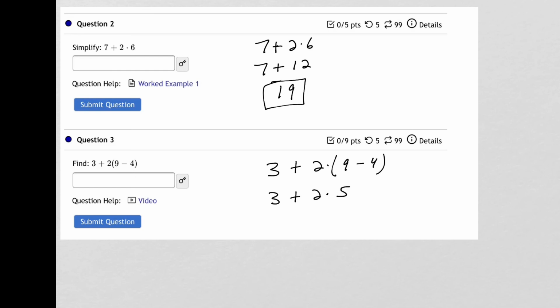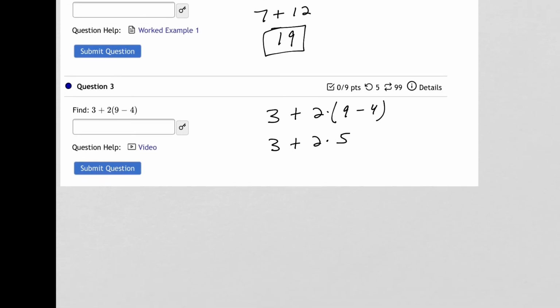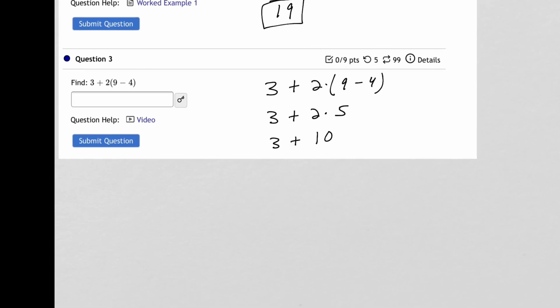And once I've done it, I can remove the parentheses, right? Now, what I have left is addition and multiplication. So I would do multiplication first. So 2 times 5 is 10. So I'll write that down again. And finally, I have an addition left. So 3 plus 10 is going to be 13. So that would be my answer, 13.